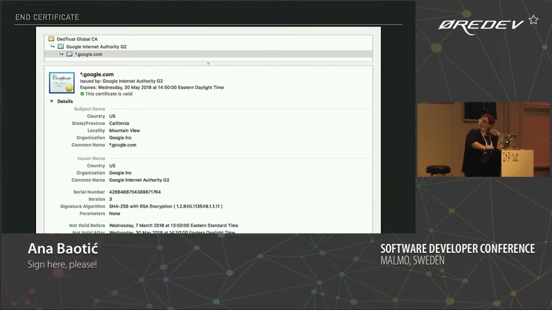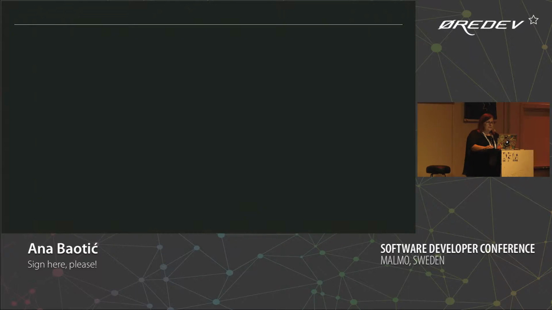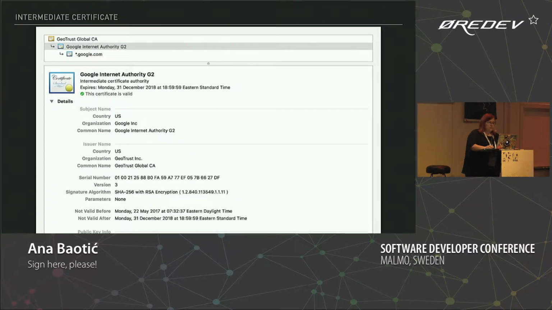Now, if we hop back once upwards to the Google Internet Authority G2, we see that this certificate was issued by GeoTrust. Okay, and this is an intermediate certificate, meaning it's between the leaf one and the first one in the chain. Again, you have the same info: who is the subject, who's the issuer, and again, the info for the public key information and the fingerprints.